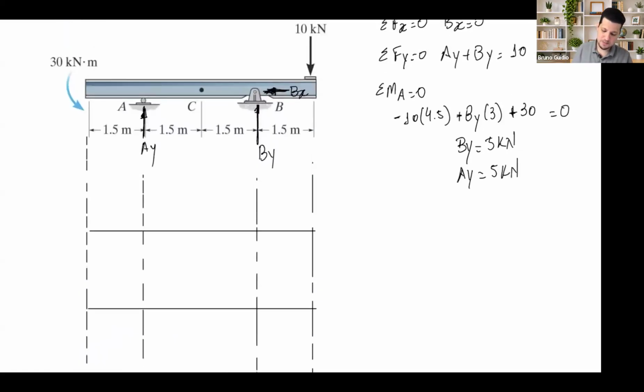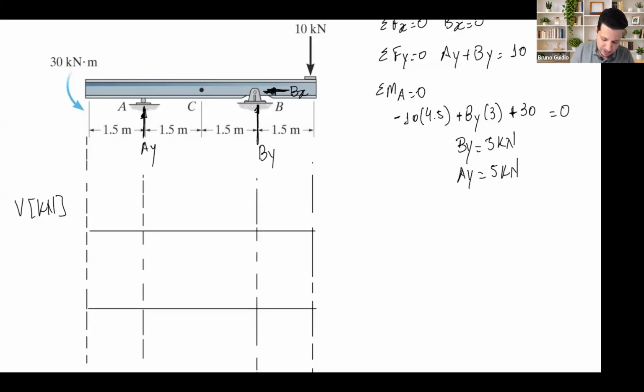All right. Shear diagram. What is the 30 kilonewton meters doing in the shear diagram? What is this 30 kilonewton meters introducing to this shear diagram? Nothing, okay? This 30 kilonewton meters, this couple moment, doesn't do anything for the shear diagram. It's not doing any shear, it's doing moment, okay? So let's forget about it.